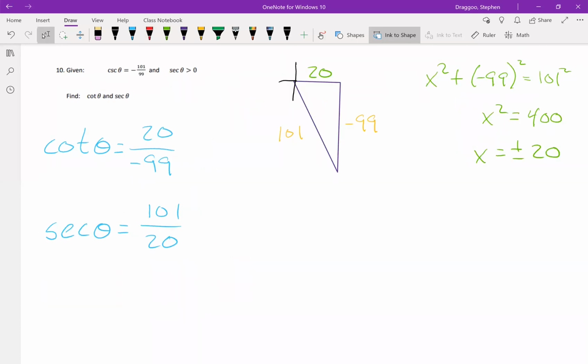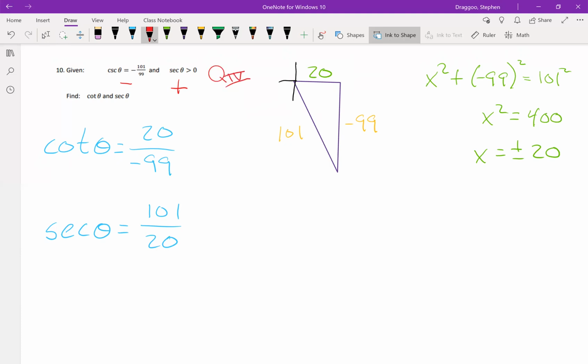Then problem 10, I'm told that cosecant is negative while secant is positive. This again having the same effect as sine being negative while cosine is positive. That must mean I am in the fourth quadrant.